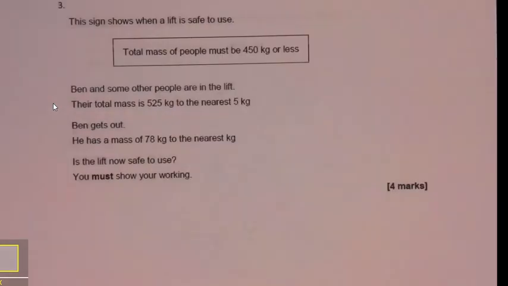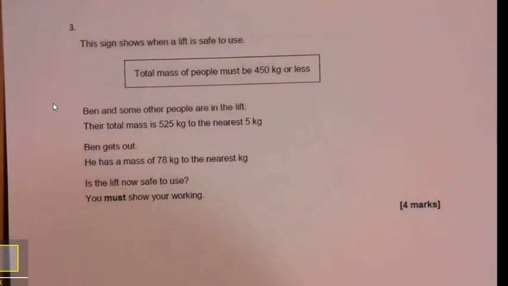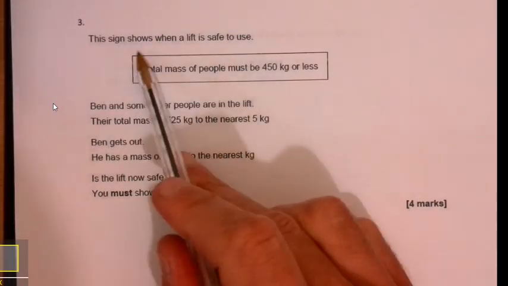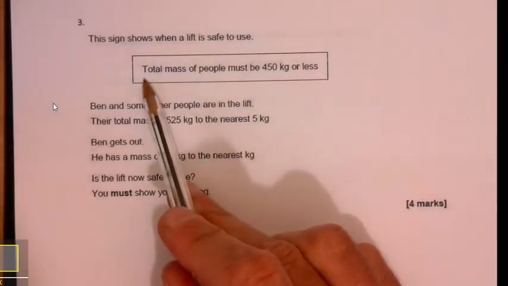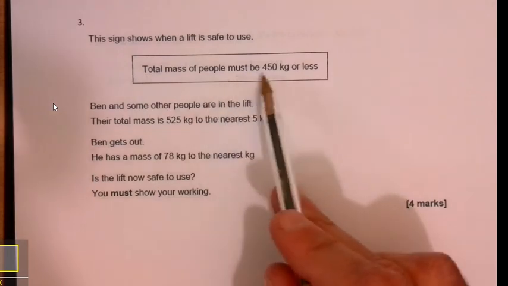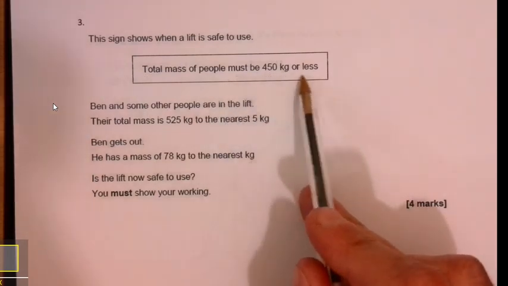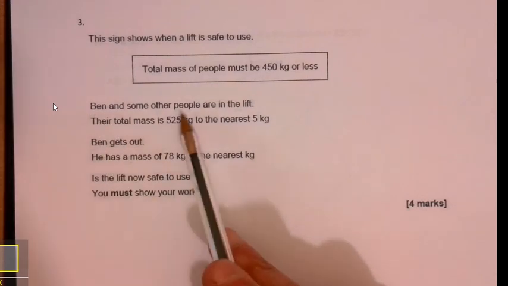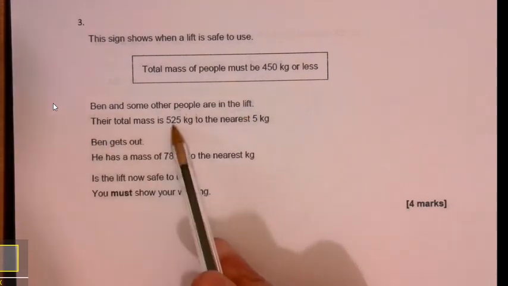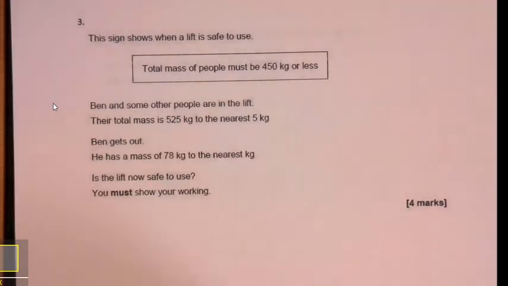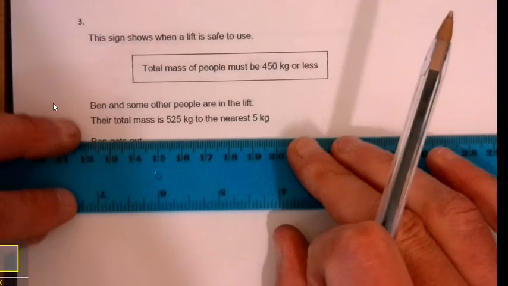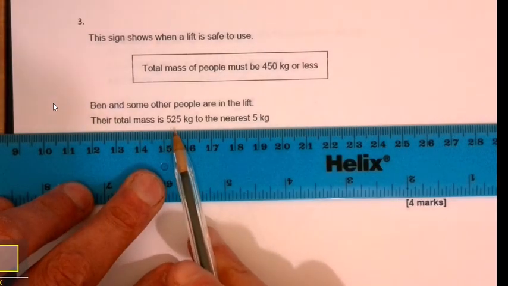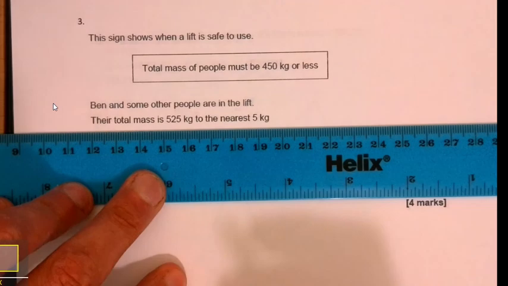Now, third one today. Here we go. This sign shows when a lift is safe to use. So the total mass of people must be 450 kilograms or less. So Ben and some other people are in the lift. The total mass is, again, loads of information. So at the moment, it's not safe, is it? It's not safe. Hey, wait a minute.